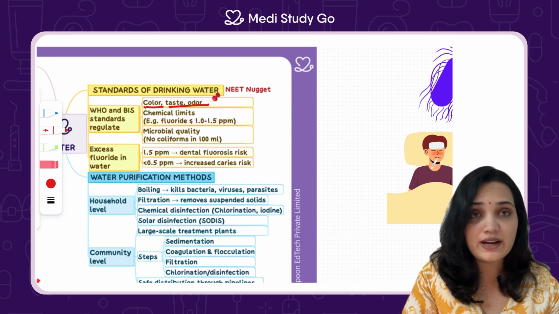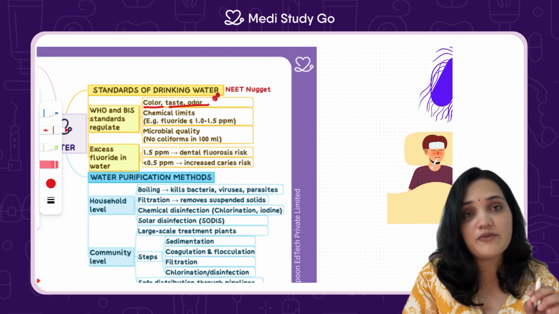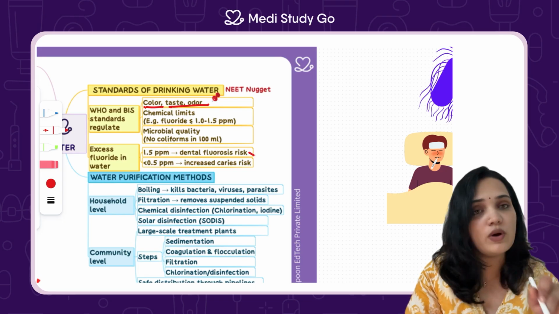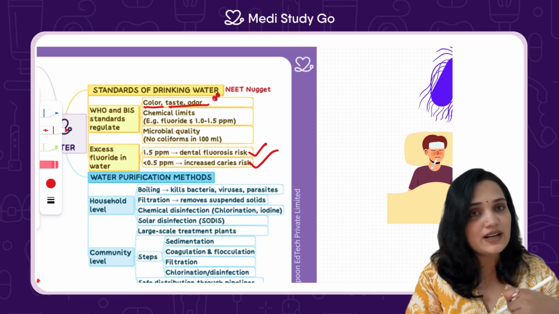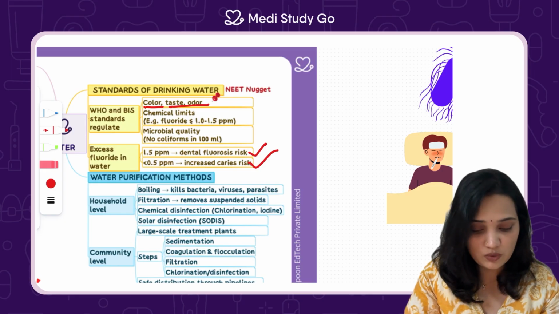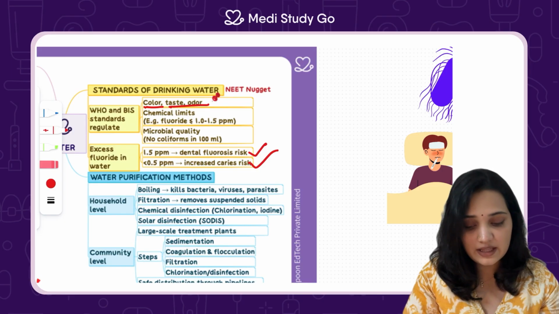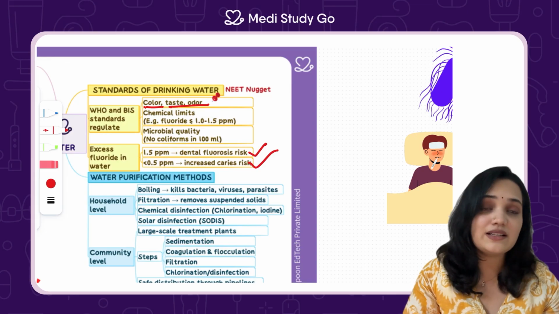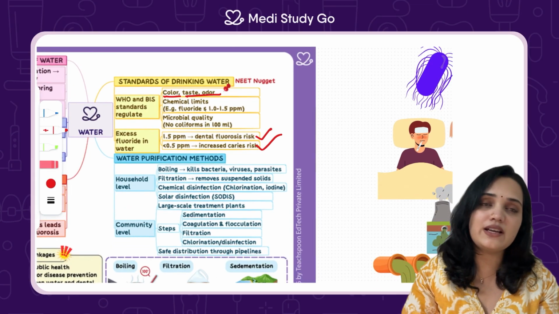Talking about the fluoride levels in water, it's a very important thing for dentistry. The optimal fluoride level, like we said, is 1 to 1.5 ppm. And if the fluoride levels exceed this range, it can cause fluorosis. And if it's decreased, if it's below 0.5 ppm, the risk of dental caries will increase.